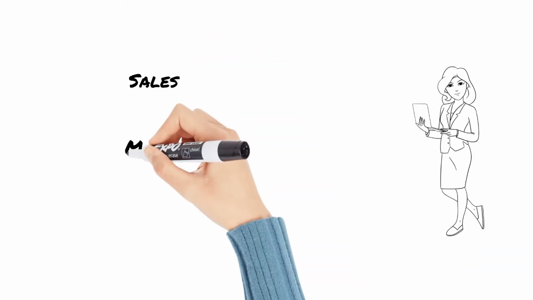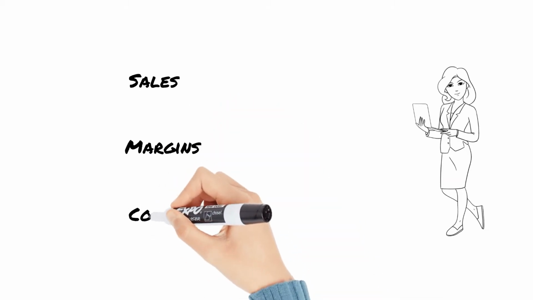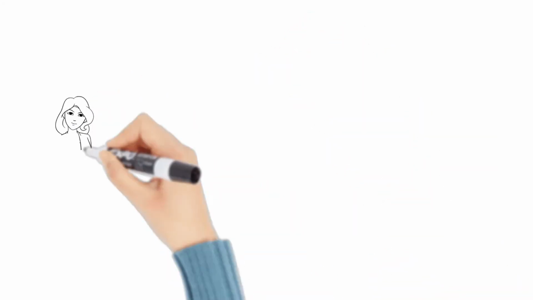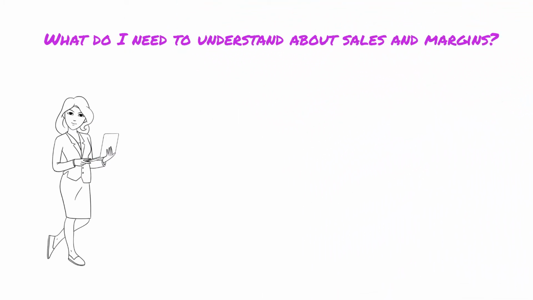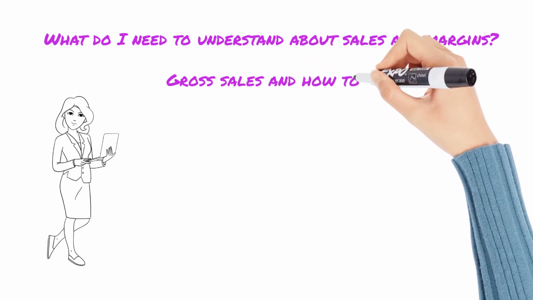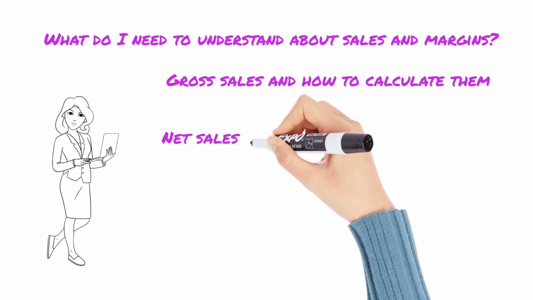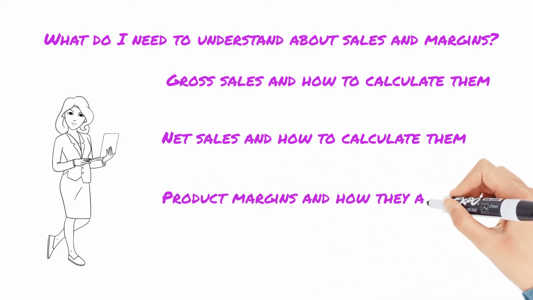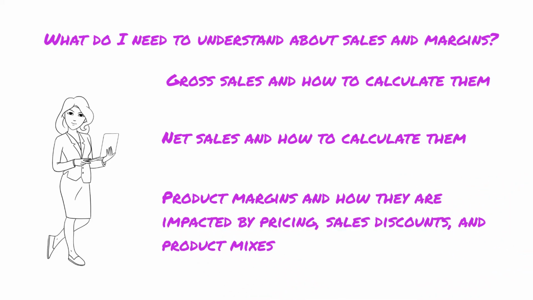Some of the key elements you should know about are gross sales and net sales, margins and their importance, and costs. Some of you might ask, what is the importance of understanding the difference between gross and net sales if I generate lots of sales? The following analysis will clearly show why it is important to understand what gross and net sales are and why you should be able to calculate them. It will also clearly demonstrate the importance of product margins and how the differences in pricing, sales discounts, and product mix can have an impact on your results.